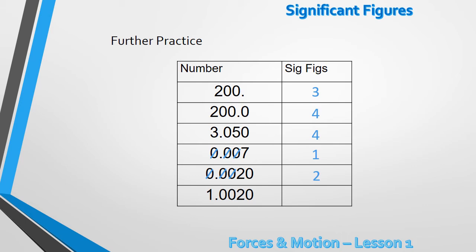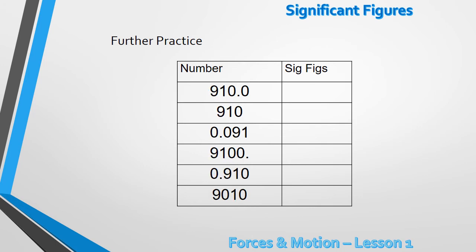1.0020. I have a 0 at the end of the number. There is a decimal, so it is significant, so I have 5 significant figures. 910.0. I have 2 zeros at the end of the number. I have a decimal, so they are significant, so I have 4 significant figures. 910. I have a 0 at the end of the number, no decimal, so it's not significant, so I have 2 significant figures.